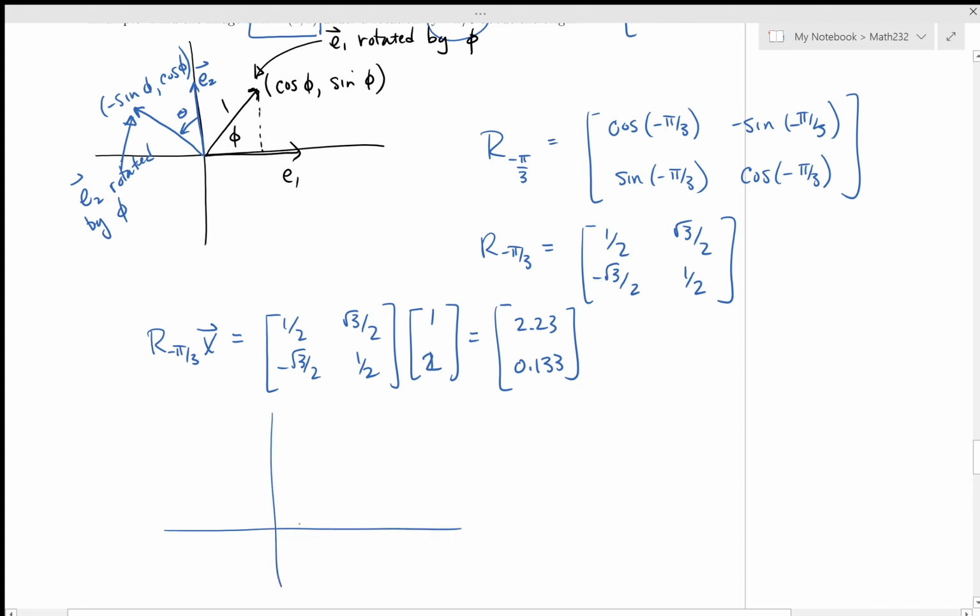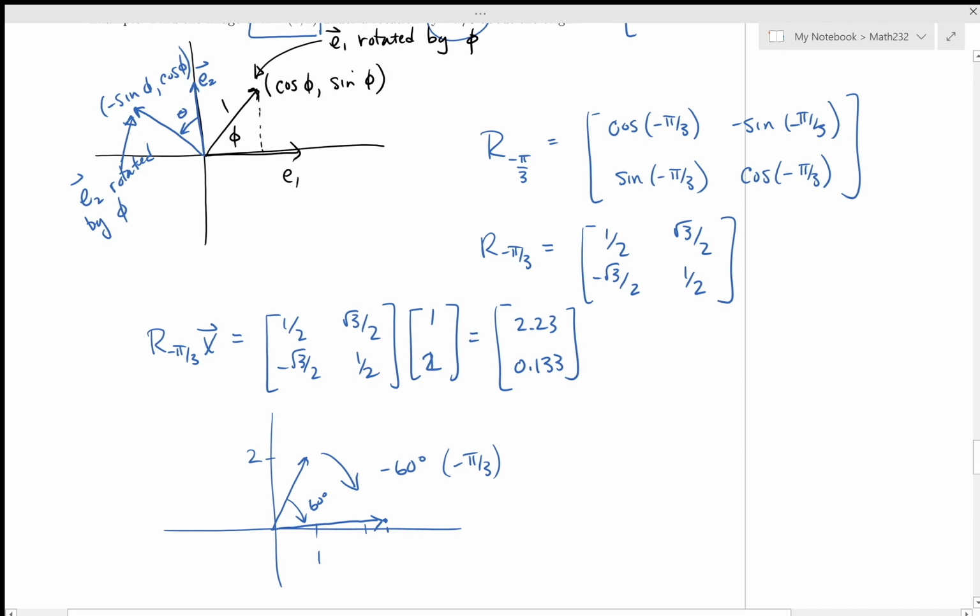I started with a vector 1, 2, so it was here. It rotated by minus 60 degrees, or minus pi by 3, and where does it end up? It ended up here, 2.23. That's right about here, and just a little bit above. So it rotated down. It's the same length, and it's there. Okay, so I know that this distance right here is now 60 degrees.